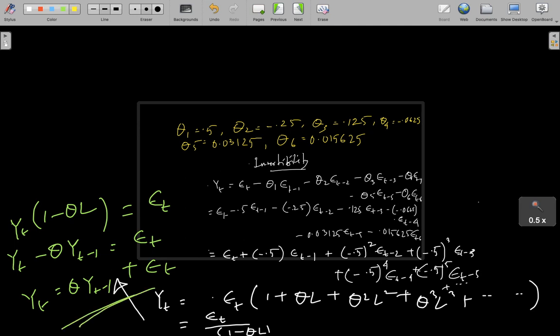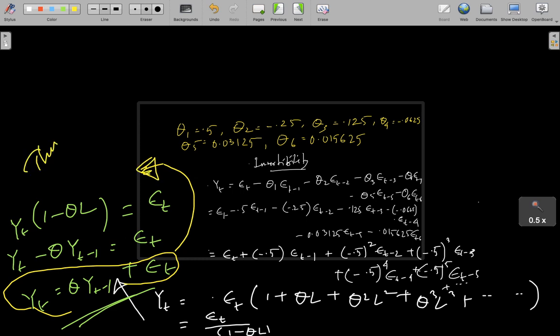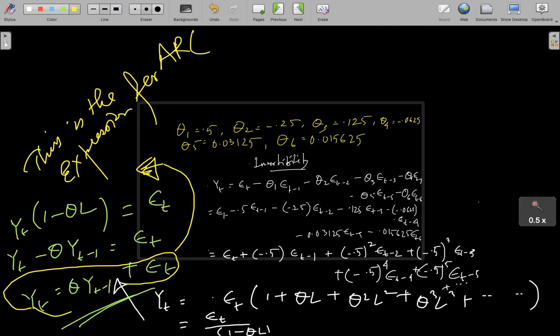So let me write it separately here. This is the expression for an AR(1) series with phi equal to theta. What is my theta? My theta is minus 0.5. So that is the answer. That is an AR(1) series with a phi value of minus 0.5.